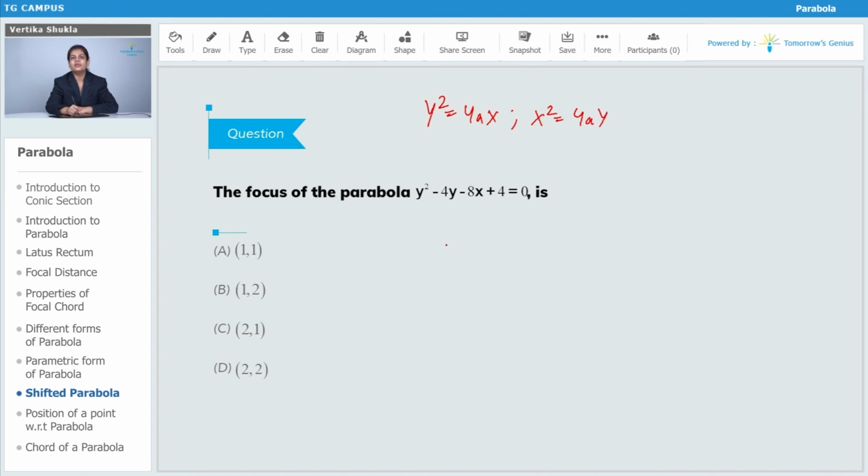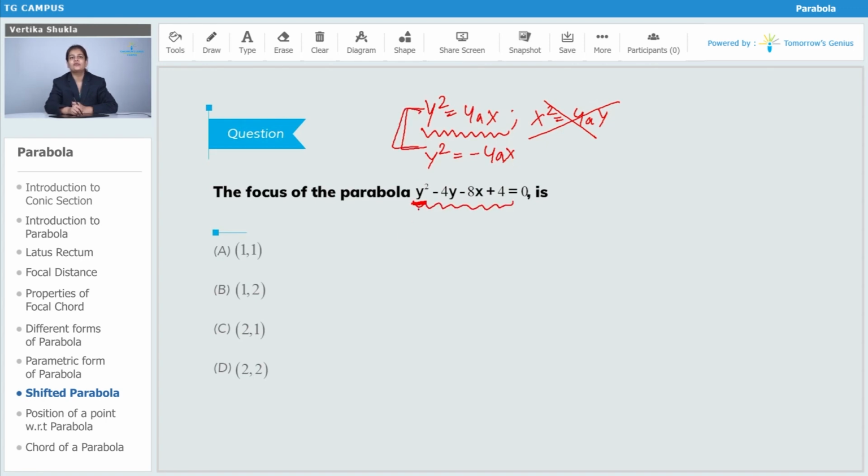But one thing that we can very clearly see over here is that the degree of y is 2. That means the parabola will be of the form y square is equal to 4ax or y square is equal to minus 4ax, because the power of y over here is 2 and in these two parabolas also the power of y is 2. That means this chance is cancelled. It cannot be of the form x square is equal to 4ay or x square is equal to minus 4ay. Now let us try to change this equation into one of these two equations.